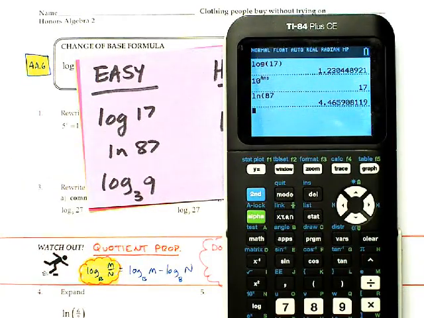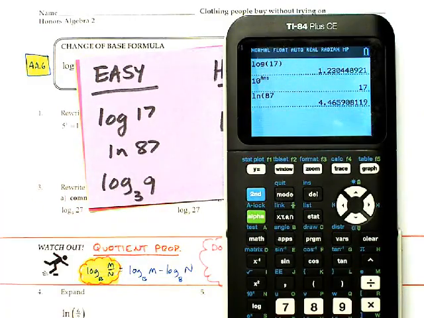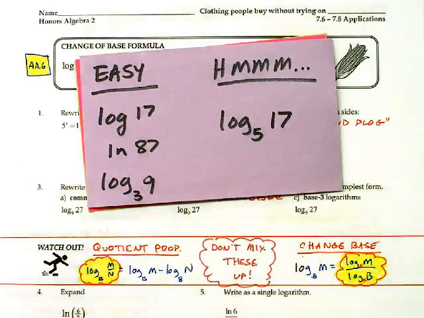Log base 3 of 9 is relatively simple. We don't need a calculator. 3 raised to what power is 9? That'll be a 2. But what is a little more difficult would be how to get a decimal answer for log base 5 of 17. There's no good, easy to discover decimal that will get us that value.